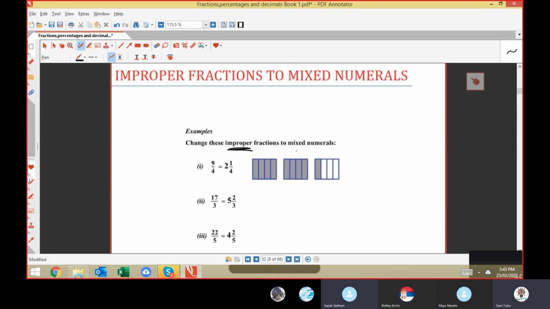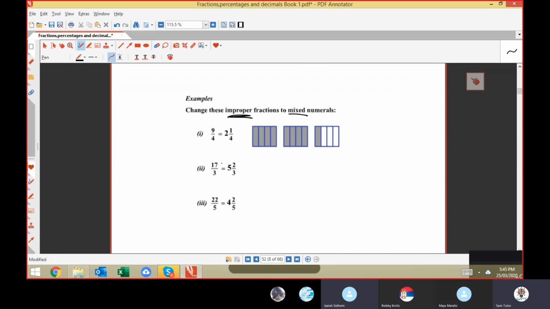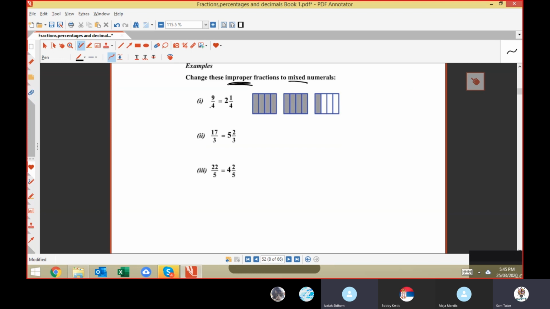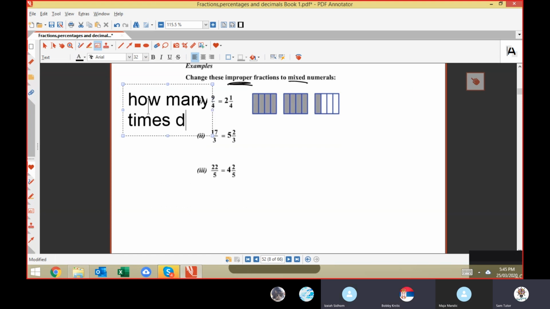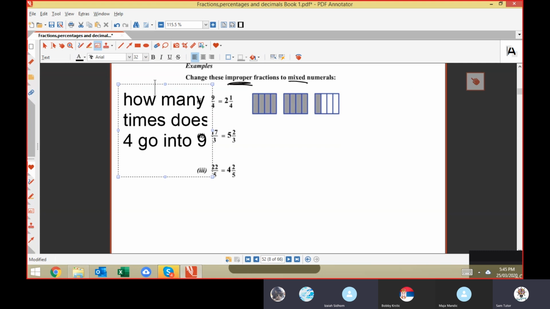Other way around. Improper fractions to mixed numerals. So we've got to put 4 into 9. That's the way we do these ones. How many times does 4 go into 9? It was twice, and the remainder is 1. That's the idea with this question here.